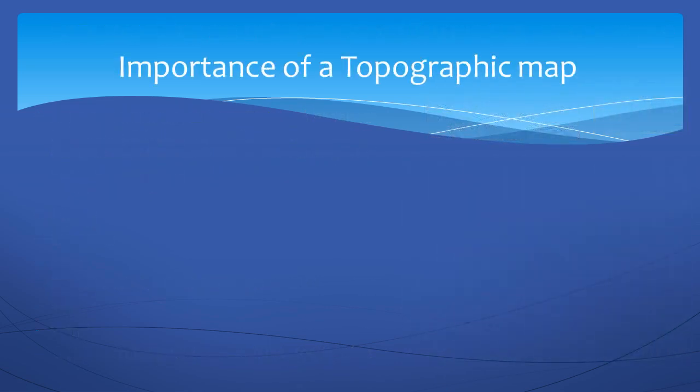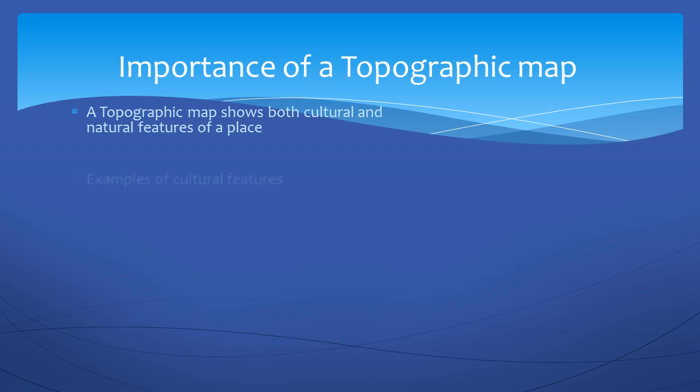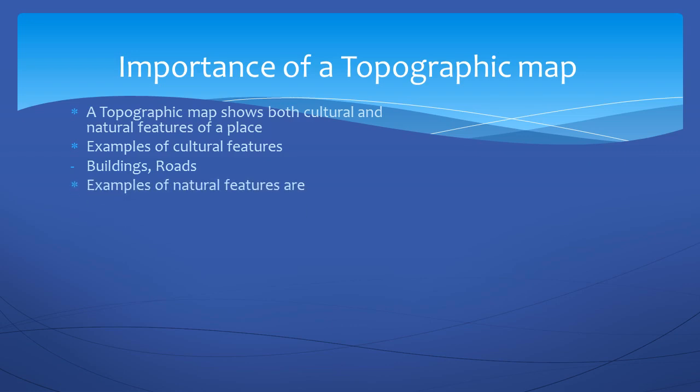Okay, students, what is the importance of a topographic map? A topographic map shows both cultural and natural features of a place. Examples of cultural features: buildings, roads, right? And the examples of natural features: river, lake, vegetation, right?